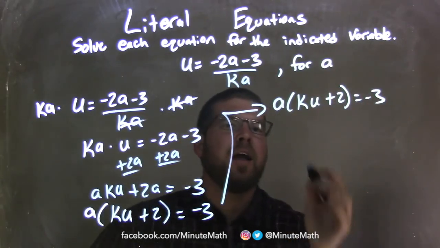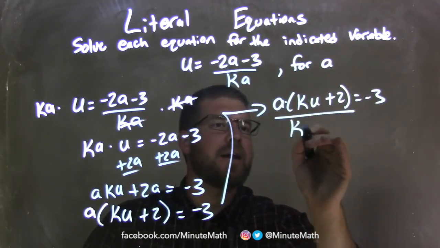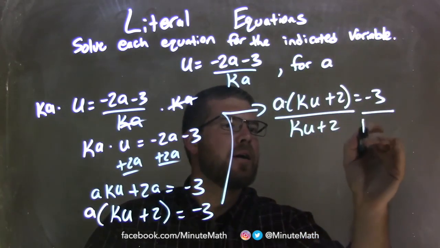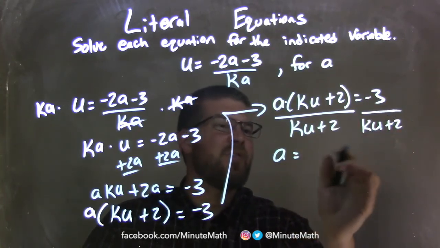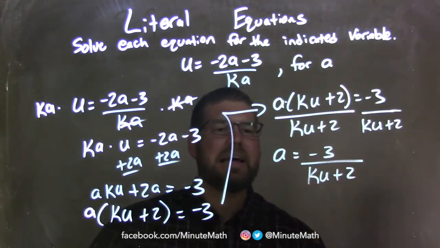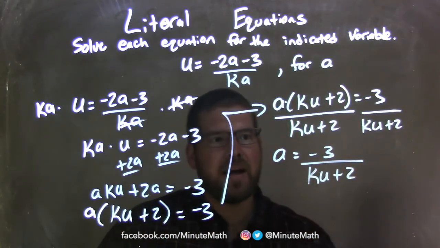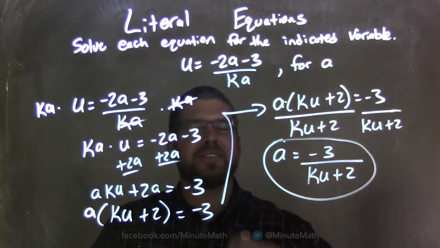Well, from there, I know there's multiplication. Obviously, multiplication is undone by division with the parentheses, so I'm going to divide both sides by ku plus 2. And that leaves me with a by itself equals negative 3 over ku plus 2. And now I'm done. A is isolated by itself. It's equal to negative 3 over ku plus 2.